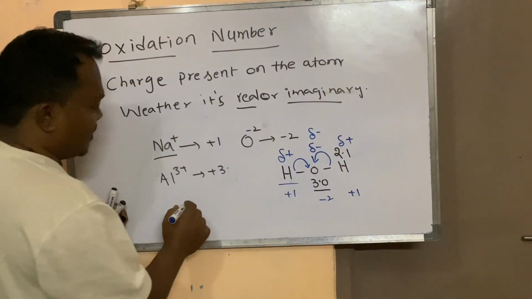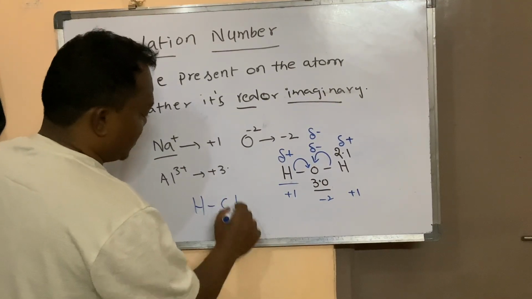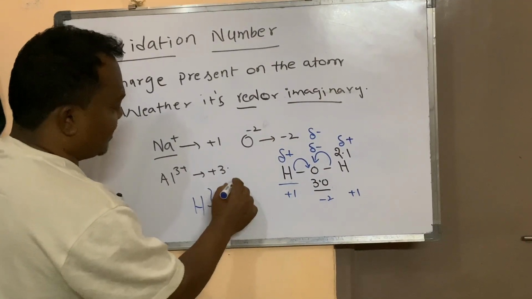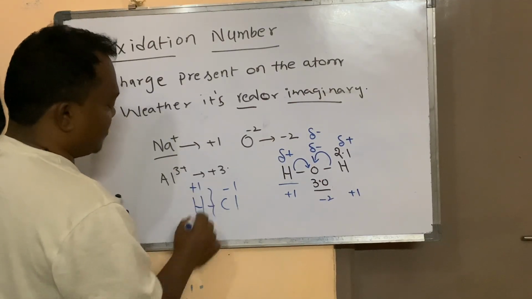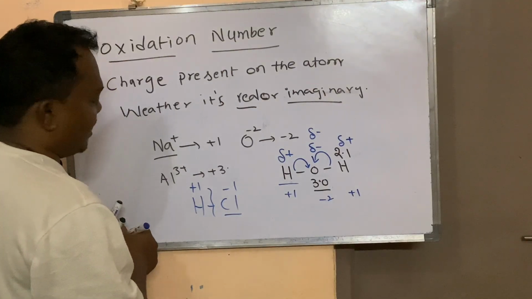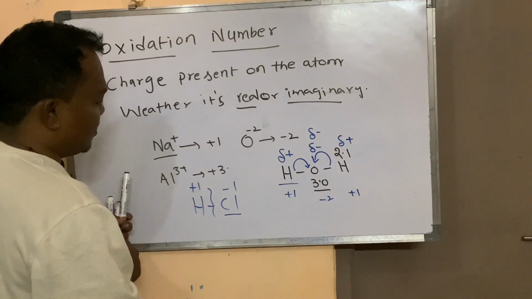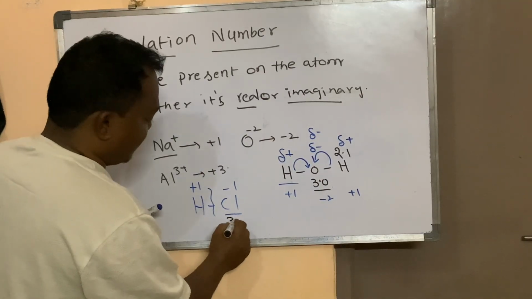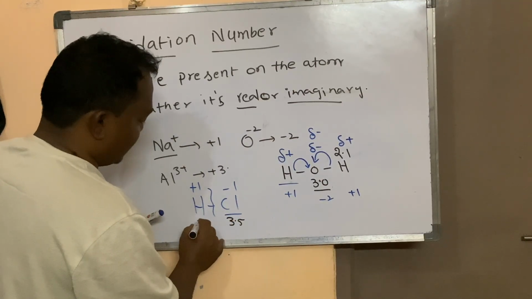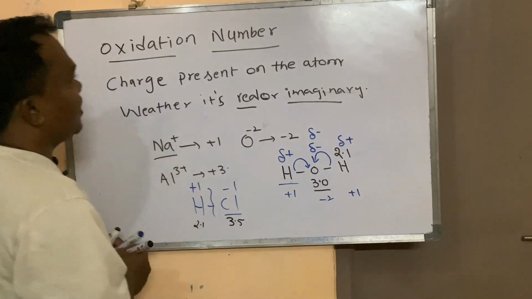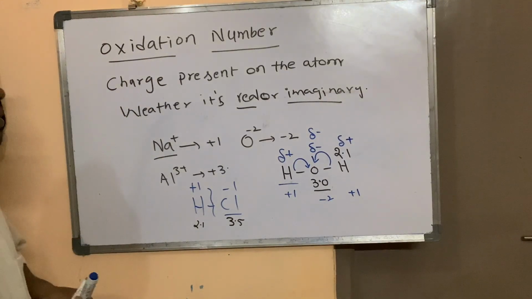For example, take the hydrogen and chlorine bond. When the bond breaks, chlorine will get a minus 1 charge and hydrogen will get a plus 1 charge. Why? Because chlorine is more electronegative than hydrogen. The electronegativity value of chlorine is 3.5 and of hydrogen is 2.1. So this is the oxidation number definition.